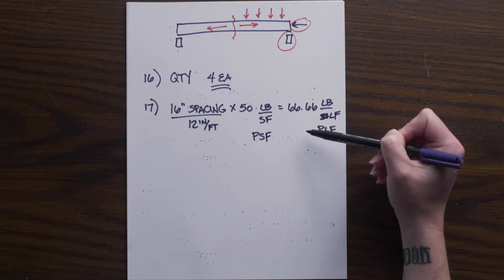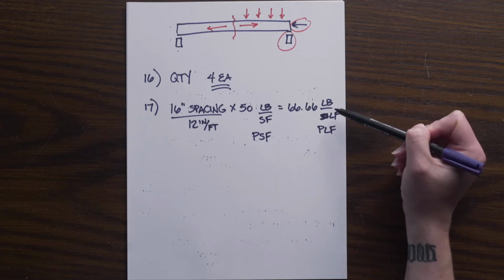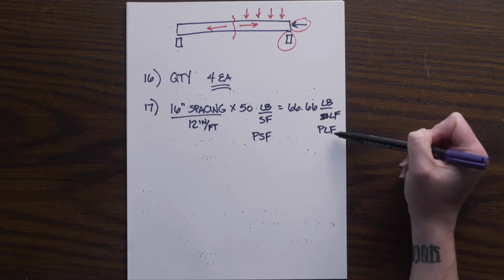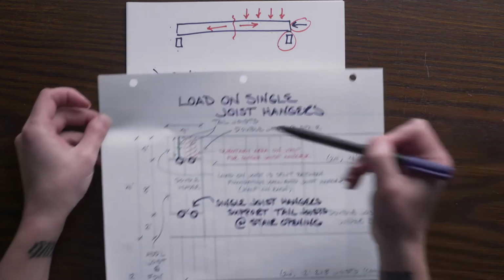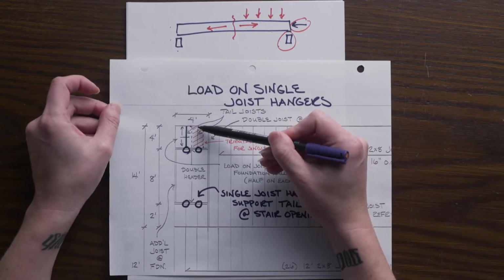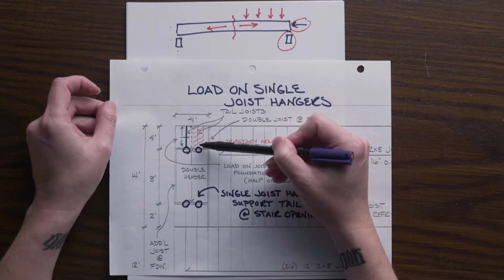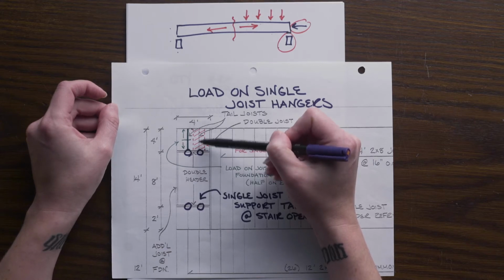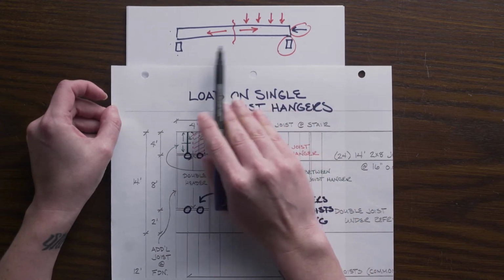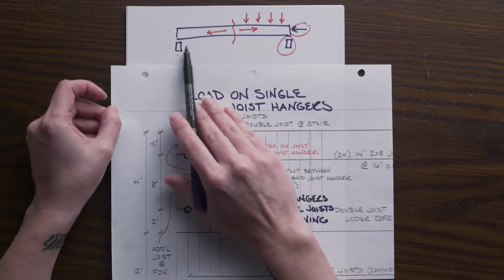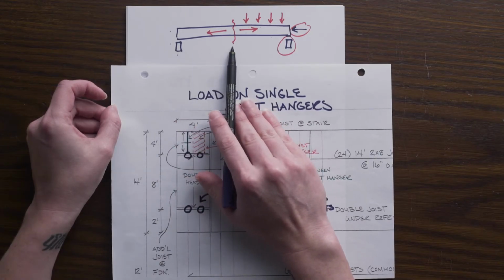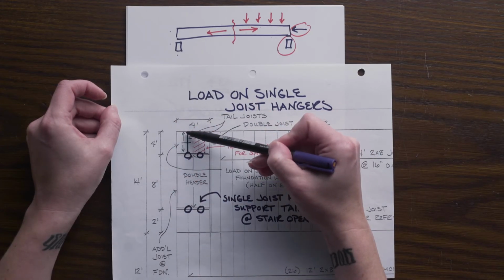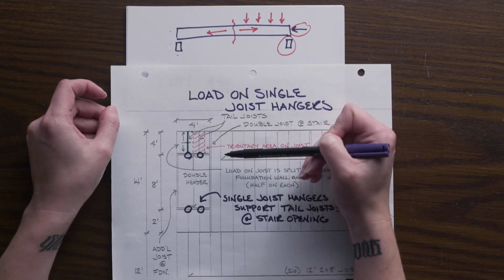So we can easily take 67 times 4 and find out the total load in pounds that is on this joist hanger. But we don't necessarily want to do that right off the bat, because this single joist is not supporting the entire 4 feet. Per our drawing up here, it's only supporting half of that 4 foot dimension. The other half is resting on our foundation.